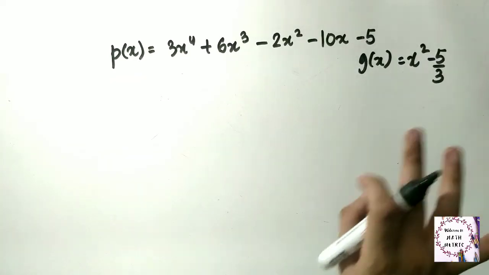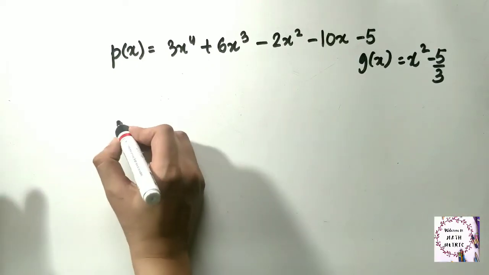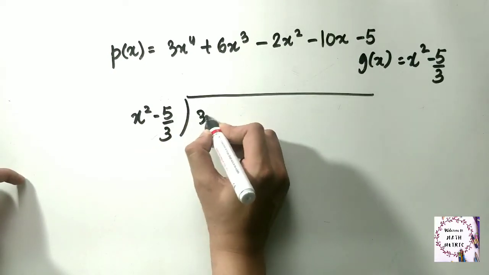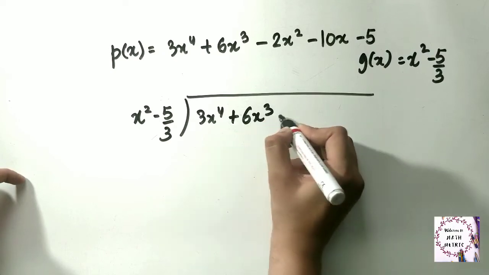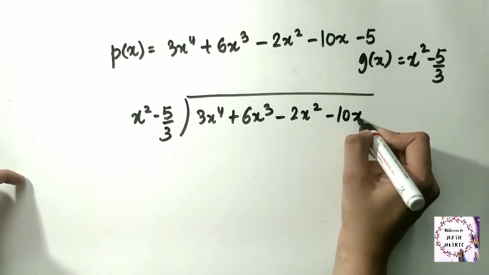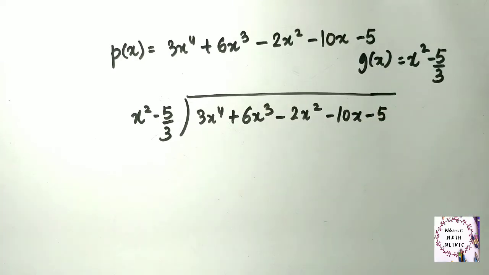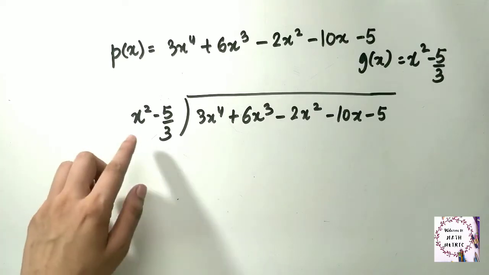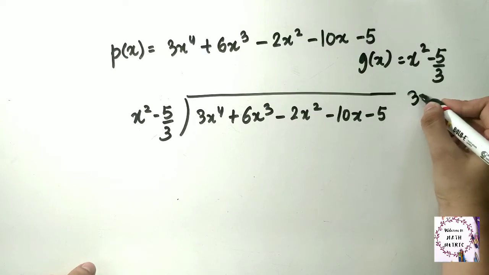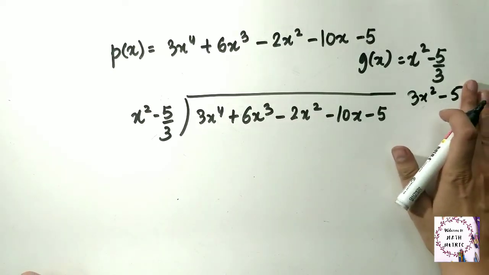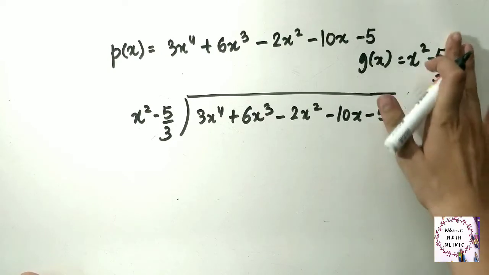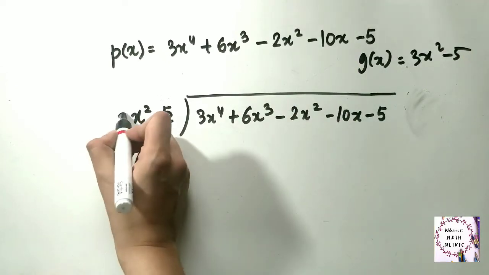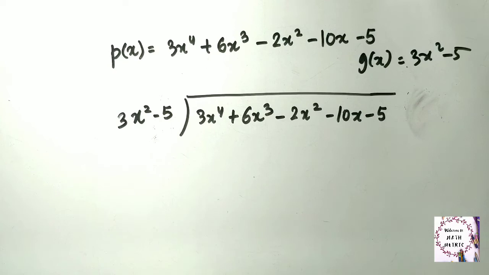So we have x square minus 5 by 3 to be our g(x). Now let us write it here and solve it using division algorithm. It makes it a bit difficult with a fraction right here in g(x). So what we'll do is multiply it by 3. So we'll get 3x square minus 5 here. We'll rewrite g(x) as 3x square minus 5. So let me rewrite this here. It will make your calculation easier.